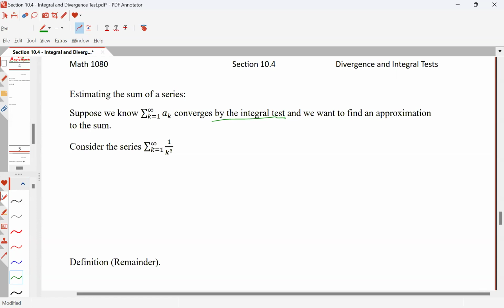So we're going to consider this series 1 over k cubed. We've looked at this before. We had 1 over n cubed. This converges by the p series test with p equal to 3, greater than 1, because p is equal to 3 and greater than 1.